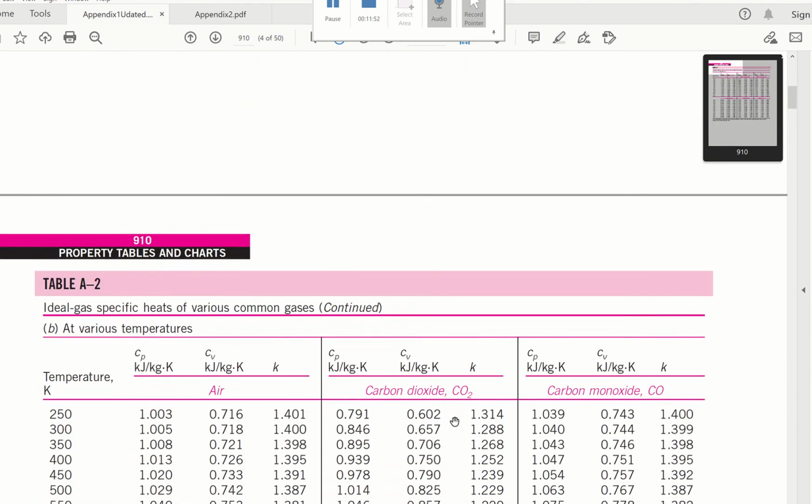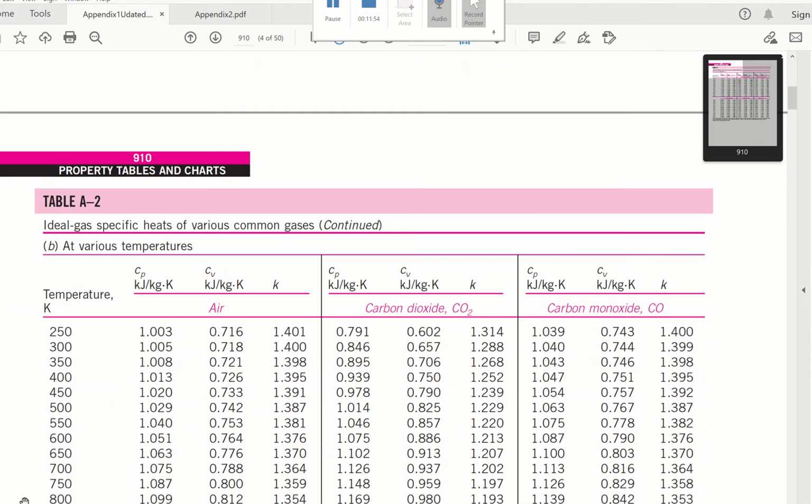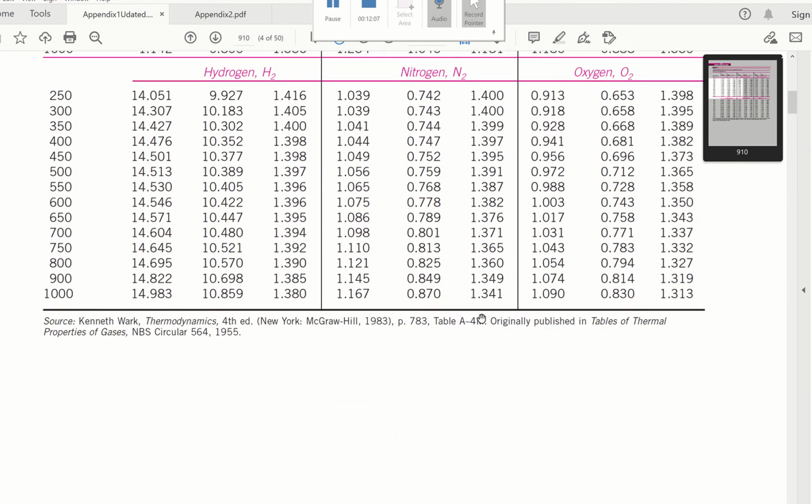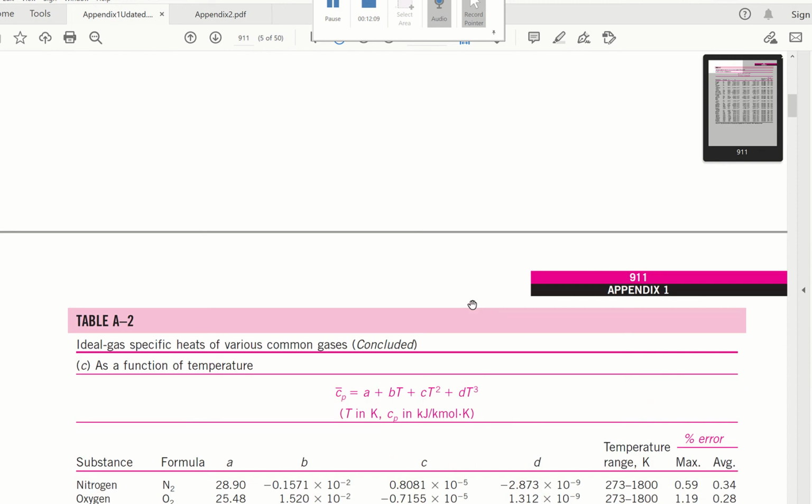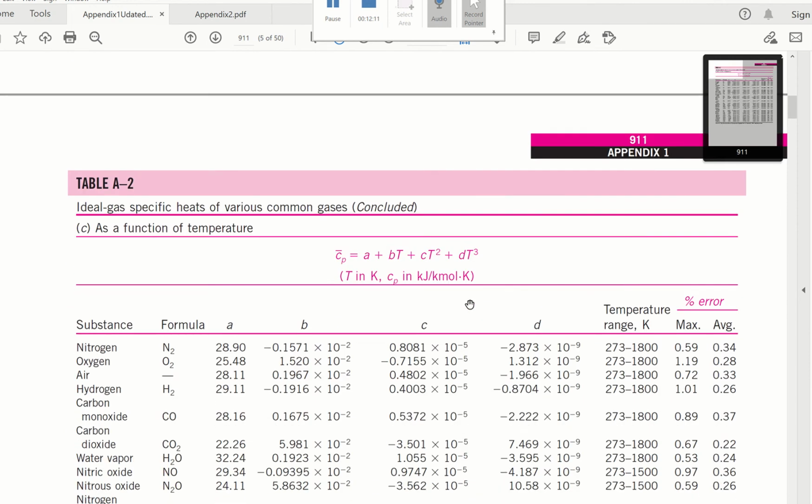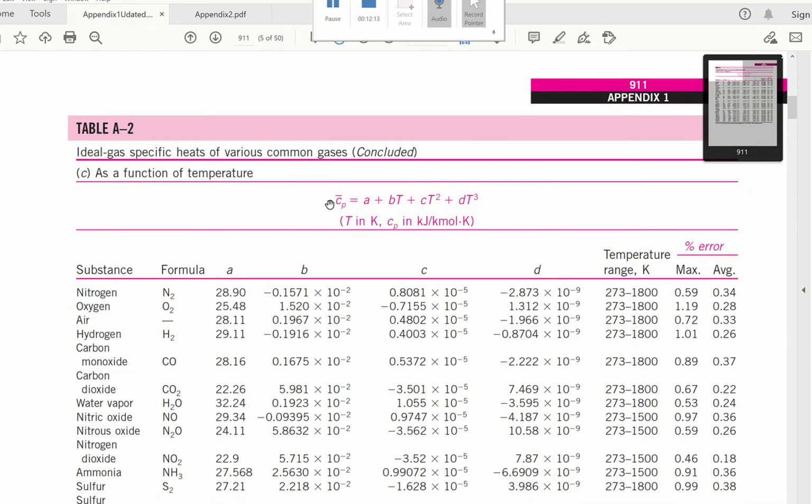Also, table A2B is giving you different temperatures, not just 300 Kelvin, because we do know CP and CV for ideal gas change with the temperature. And when temperature increases, CP and CV increase as well, right? So that's table A2B. Table A2C, however, gives us a polynomial equation with coefficients A, B, C, D. Then you can go ahead and integrate it.